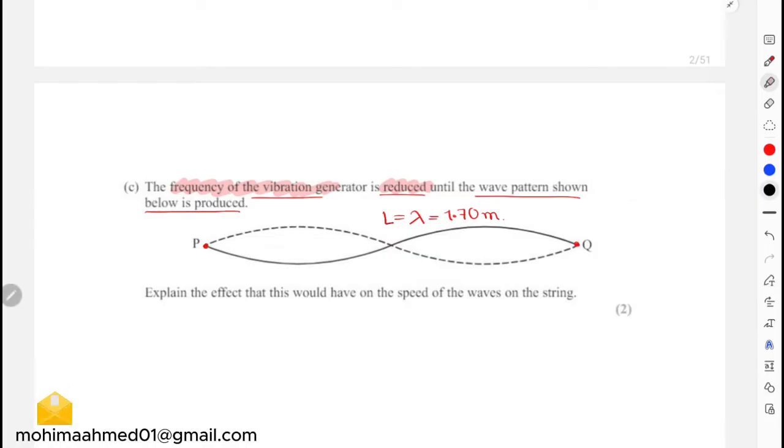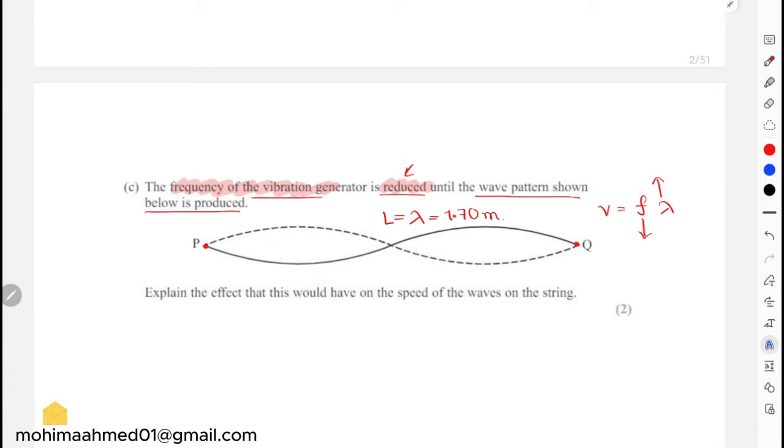If you remember the equation, V is equal to f lambda. From this reduction, frequency decreases, and the value for wavelength increases, right? So at the end of the day, by however many units your frequency is decreasing, that will be balanced by the increase in wavelength. They will balance each other out, which means velocity is now going to stay the same. That is one of the answers.